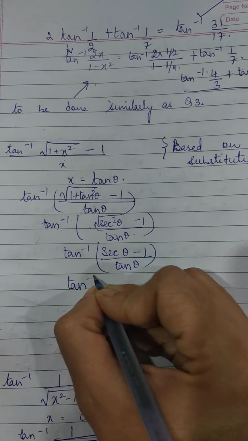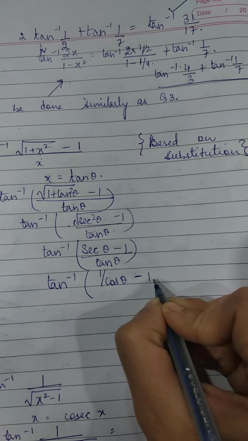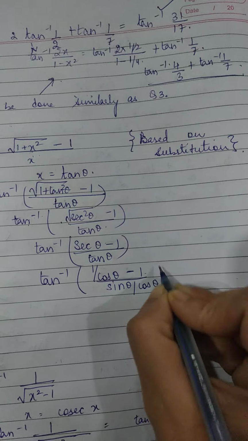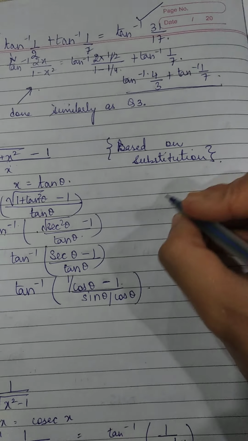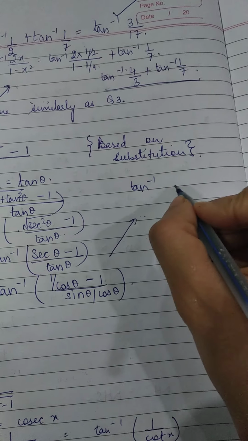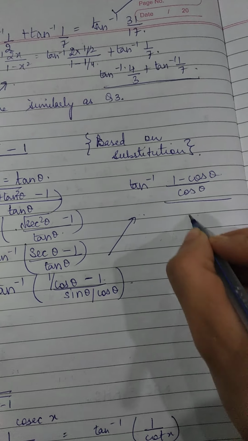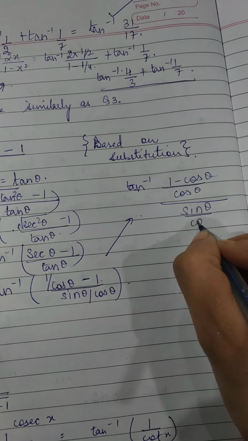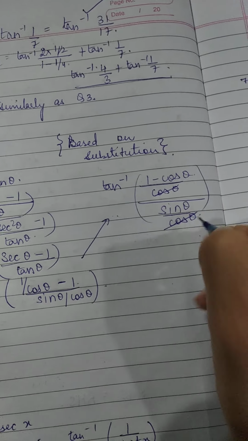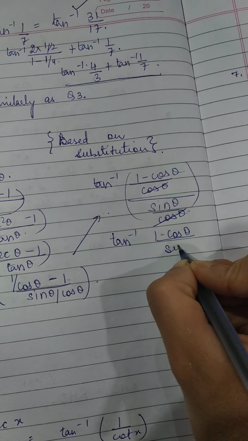So tan inverse secant theta can be written as 1 upon cos theta minus 1, and this tan theta can be written as sin theta upon cos theta, right? I'm further simplifying it here. So this is tan inverse, taking the LCM cos theta, I have 1 minus cos theta up in the numerator and sin theta upon cos theta in the denominator here. Cos and cos get cancelled because both the terms are in the denominator. We are left with tan inverse 1 minus cos theta upon sin theta.